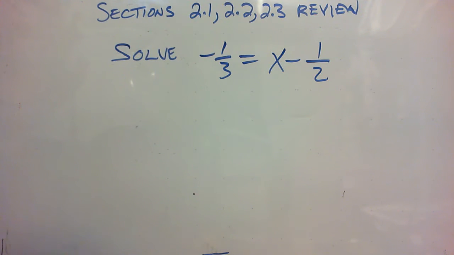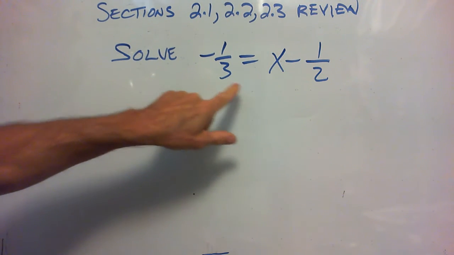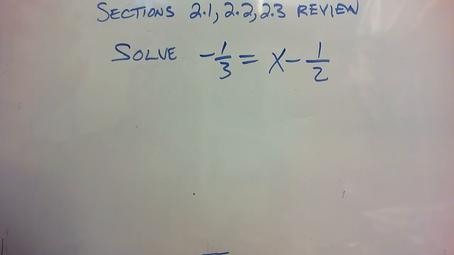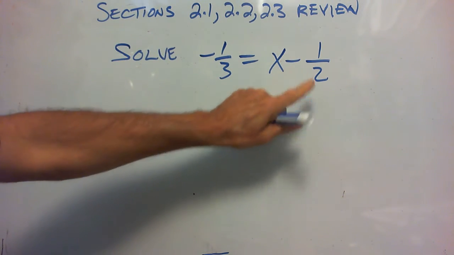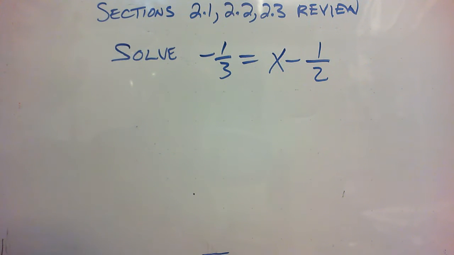Okay, in our next problem, we're going to solve negative 1/3 equals x minus 1/2. And to get rid of that minus 1/2, because we want to get x by itself, we do the inverse operation of subtracting 1/2, which is adding 1/2. So add 1/2 to both sides and then solve for x.